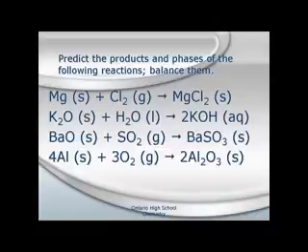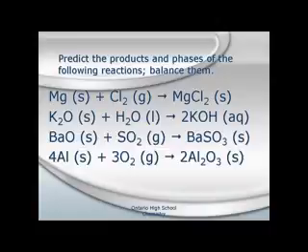The next reaction, we have a metal oxide, potassium oxide, being added to water, and so potassium oxide would be a basic anhydride, and the formation of a metal hydroxide is what we would predict here. So we have K2O solid plus H2O liquid will yield 2 KOH, and that would be aqueous.